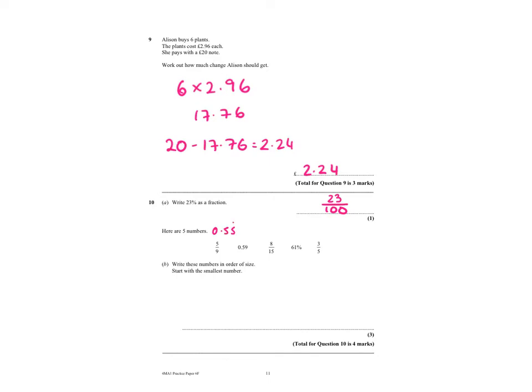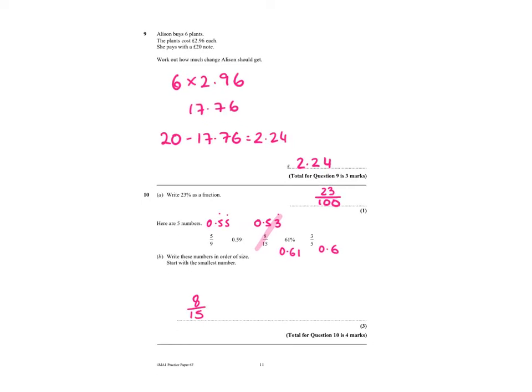8 over 15 is 0.53, and the 3 is recurring. 61%, 0.61, and 3 over 5 is 0.6. Now, our smallest number here is 0.53 recurring, which is our 8 over 15. So I'm going to convert it back, 8 over 15. Our next smallest is 0.55 recurring, which is our 5 over 9.